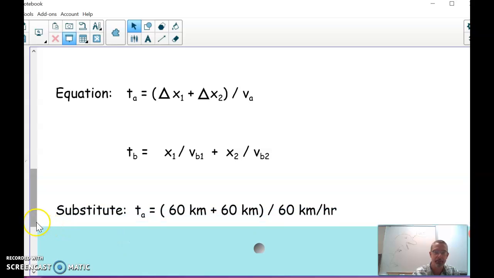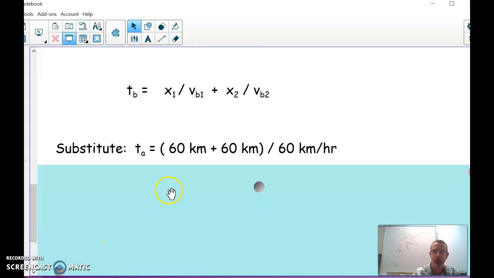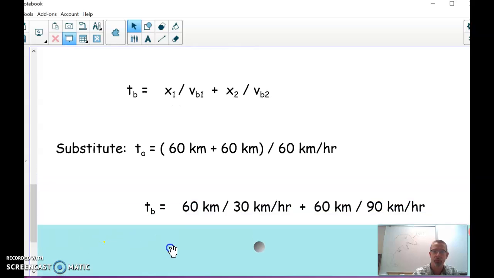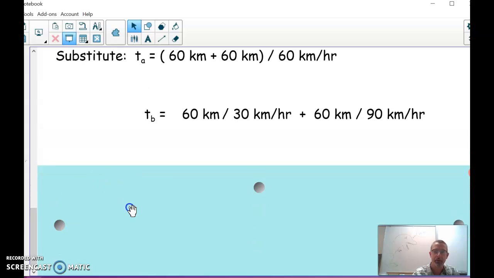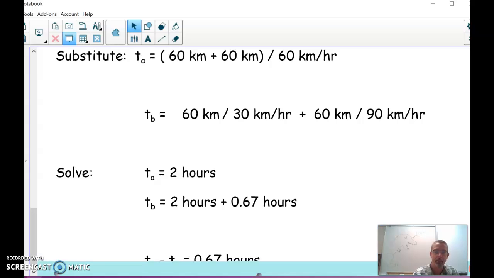I'm going to substitute in. What do I know? I know delta x1, delta x2, and I know the velocity. For boat B, I know my delta x1, I know my delta x2, and I know the velocities of each. And as a result, I should be able to solve those problems. And there's my answer.